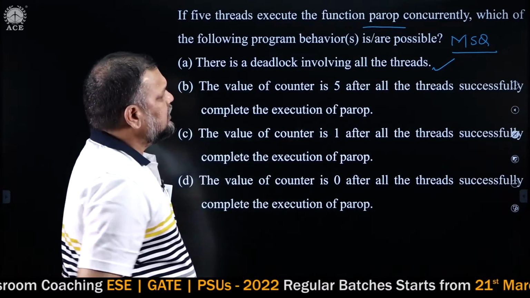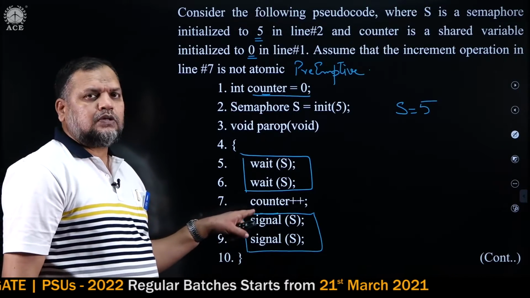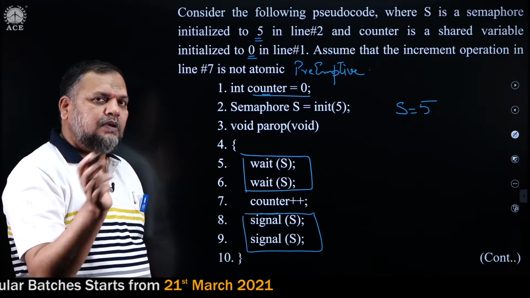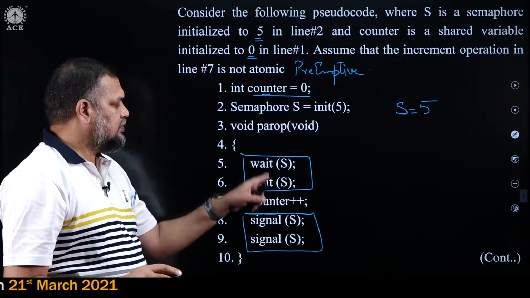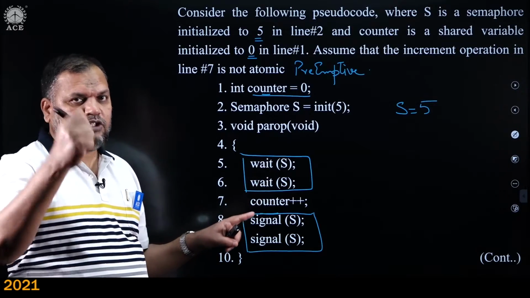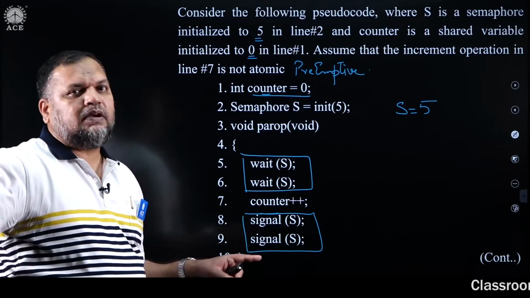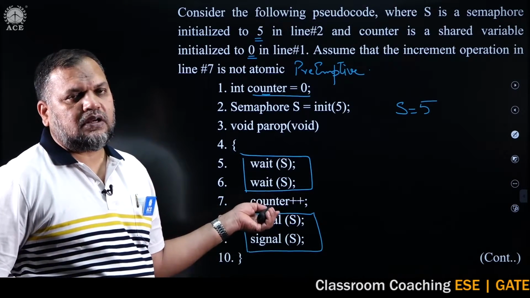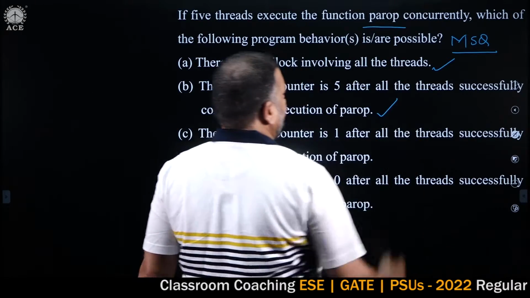The value of counter is 5 after all the threads successfully complete the execution of parop. If I execute counter plus plus without any preemption, individually one by each thread, then counter will be made 1 by the first, then 2 by the second, 3 by the third thread, 4 by the fourth thread, 5 by the fifth thread. So, sequentially without preemption, if I execute this code, very well the counter can be 5. So, therefore, this answer is also correct.